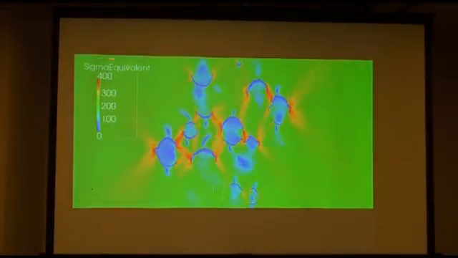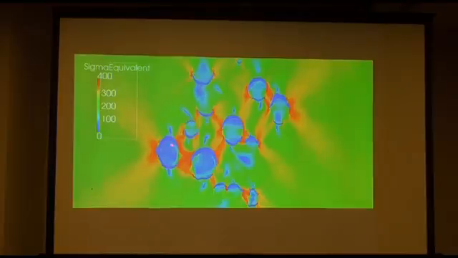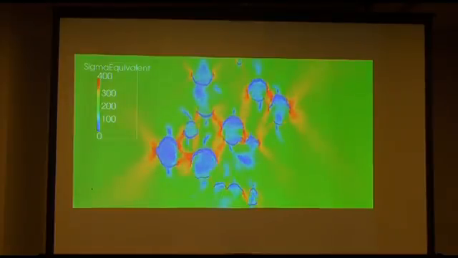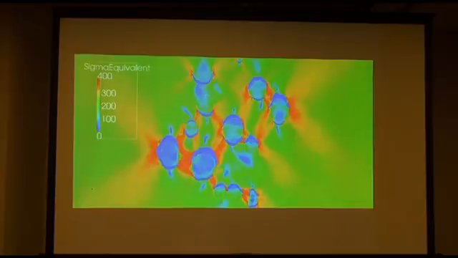This is an example of what we get. We have nodules here, we have nucleation occurring. This is equivalent stress, and you can see the stress concentration, and also sometimes even coalescence, which occurs here. And so this works in 2D and also in 3D, but it's much more time-consuming.